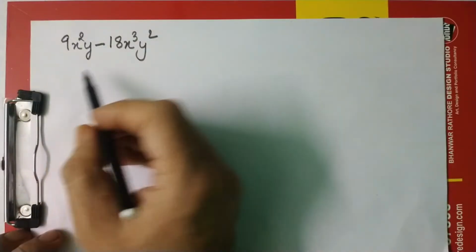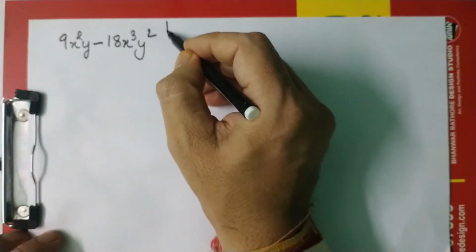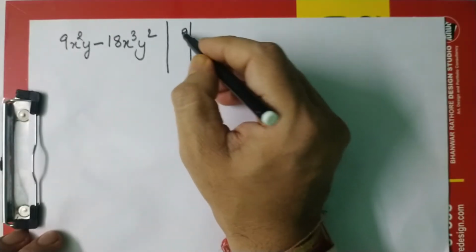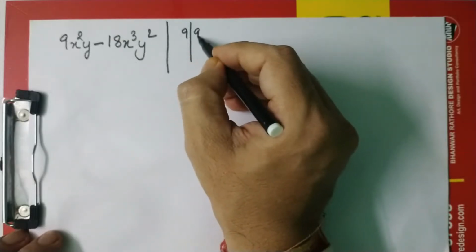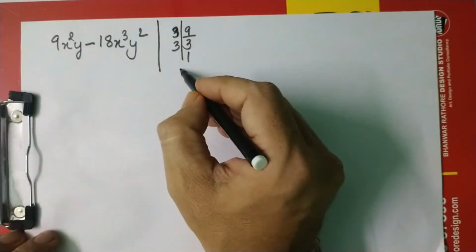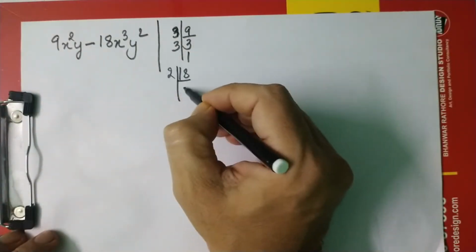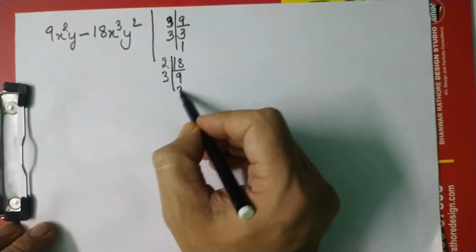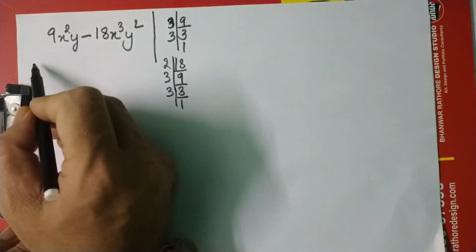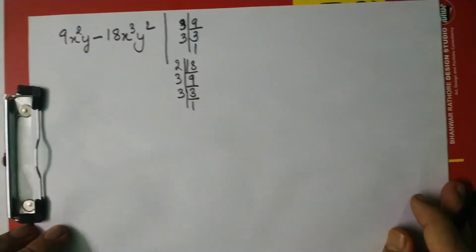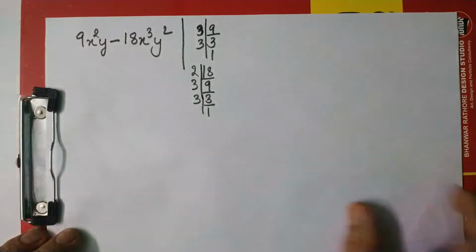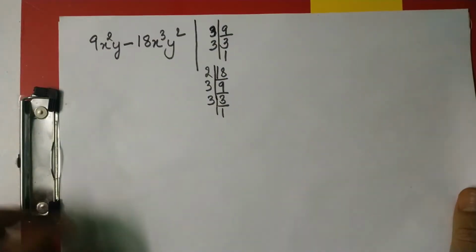So just see the basics. First we will factorize, like we find the HCF. I will find the HCF of 9, like you have done earlier: 9 is 3 into 3. Then 18 will be 2 into 9, and 9 is 3 into 3. So I am writing the factors of both the numbers separately, and then we will see what is to be done.